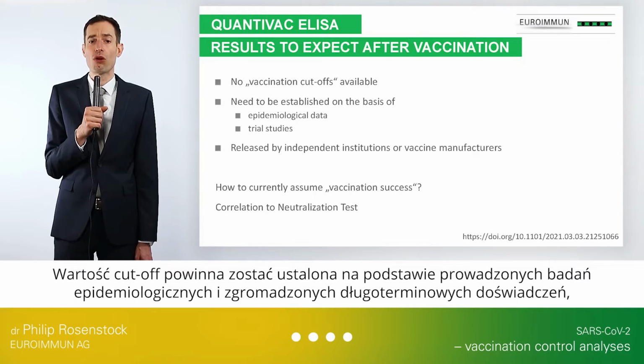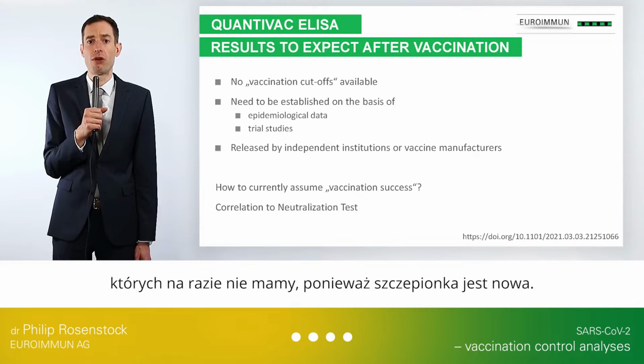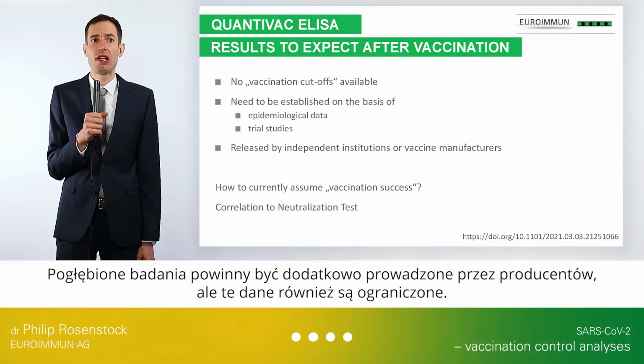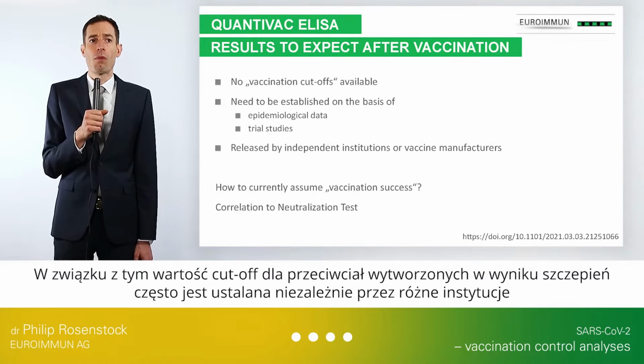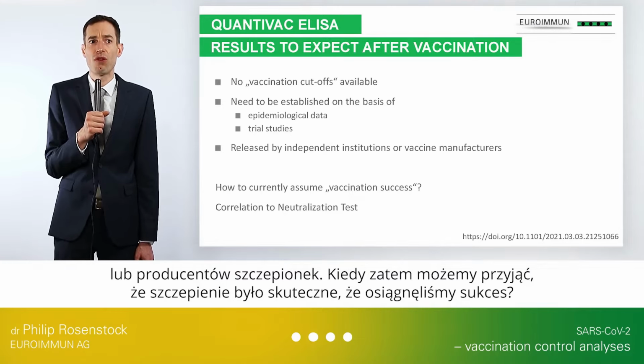So that's long-term experience, and we do not have long-term experience because this disease is new and the vaccination is also pretty new. Or it is based on huge trial studies that are initiated by the vaccine manufacturers, but also these data are currently lacking. So these thresholds or cutoffs for immunity are usually released by independent institutions or the manufacturers itself. However, there is no correlate, so there is no immune threshold that was released so far.